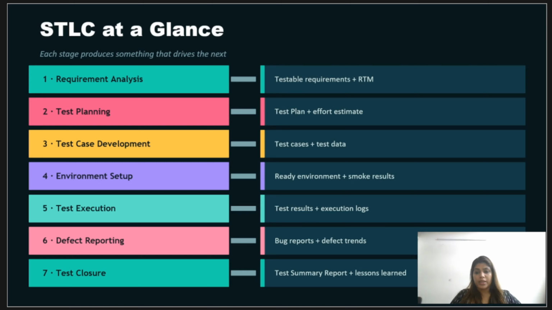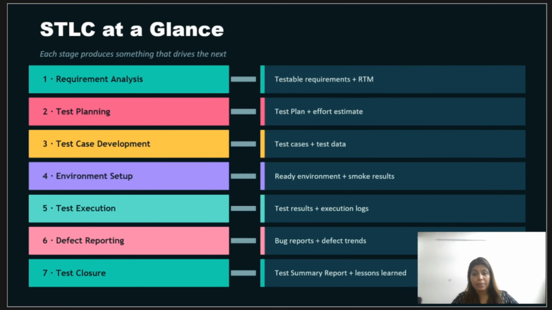Now let's bring it all together. Here's the entire STLC in one picture. Each stage on the left and the concrete deliverable you see on the right. Notice how each output becomes the input for the next stage. Try to recall all the 7 stages that we have talked about, and if you can do that, you have genuinely understood this module.